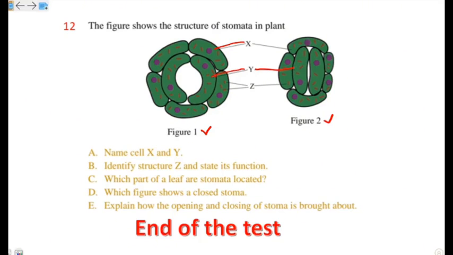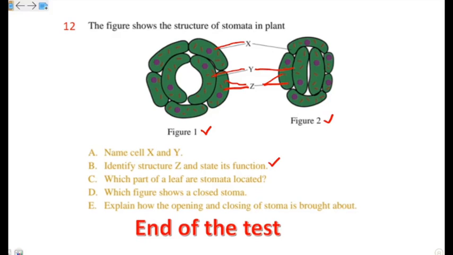Okay, so we come to question B right here. Identify structure Z and state its function. So they want us to identify structure Z, these structures, and state the function. So structure Z, these are the chloroplasts. And what is the function of the chloroplast? The function of the chloroplast is just to trap sunlight that is used during the process of what?